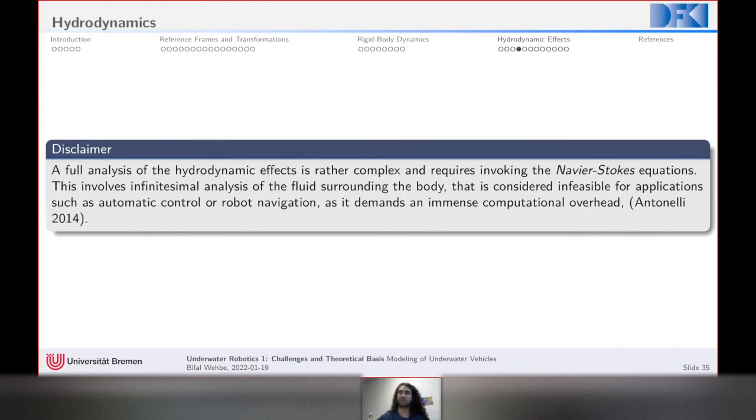However, this is not feasible for any robotic application, for any control or navigation application, because that requires, for example, computational fluid dynamics, where you make meshes around the body. However, you don't want to have a supercomputer on your robot to be able to calculate that quite accurately. So what we are going to be dealing with here are simplifications of these complicated Navier-Stokes equations.